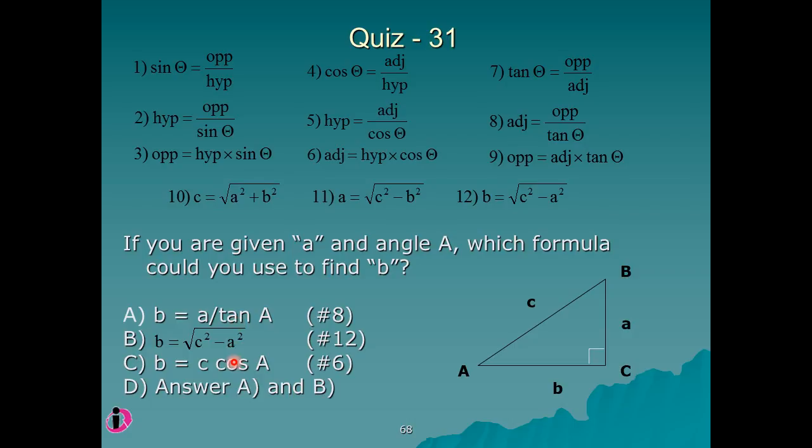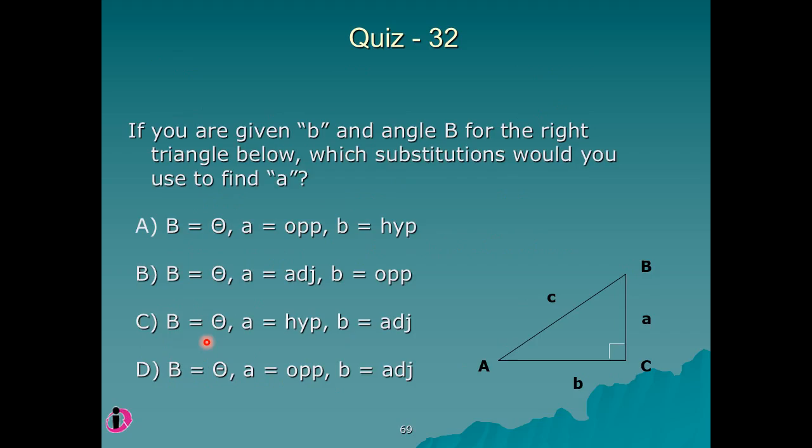Because look at the other formulas here. You don't know C, right? You don't know C here. So that's the problem. You don't know C at this point, so you cannot find it. You cannot find it directly, I would say. You can find C using other formulas.